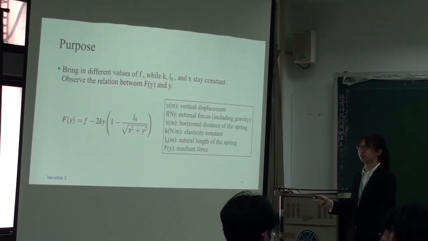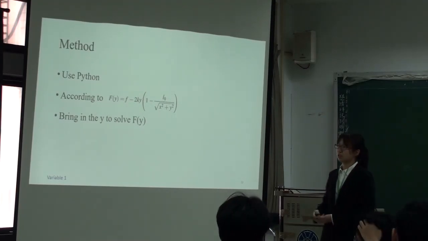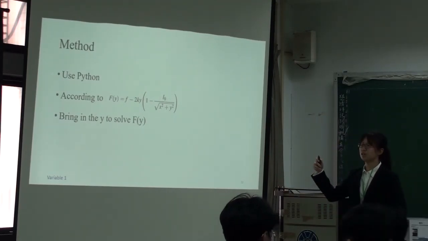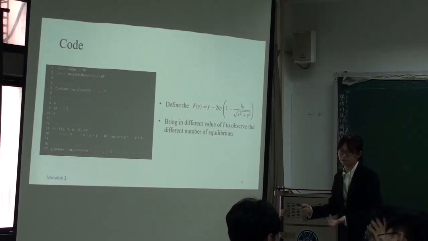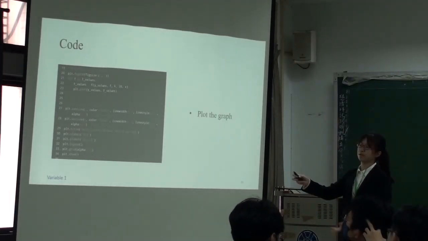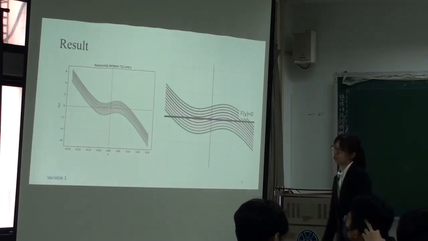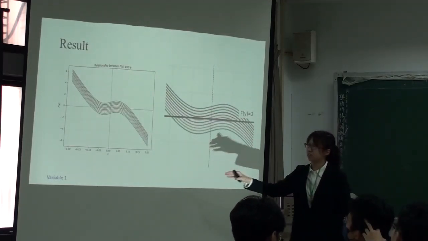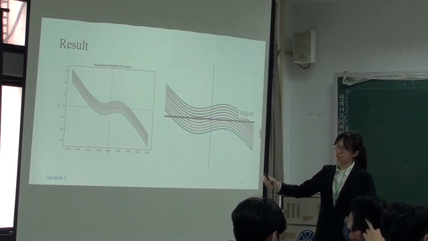And this is our equation from our theory. And so here we also use Python according to our equation to bring y to solve the resultant force. And here's our code. We define our equation and bring values and plot the graph. So here's our result. The x-axis is y, and the y-axis is the resultant force.